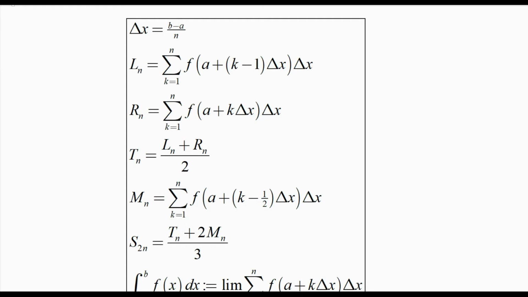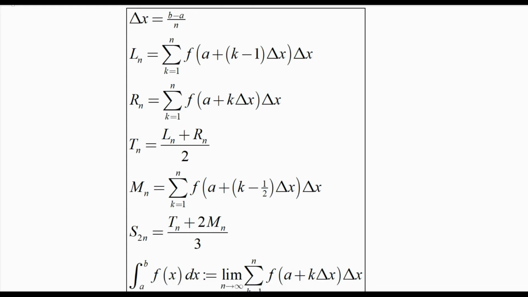Okay, delta x, the change in x, from one end of the interval from a to b, is (b minus a) over n, where we're dividing this up into n equal sub-intervals.